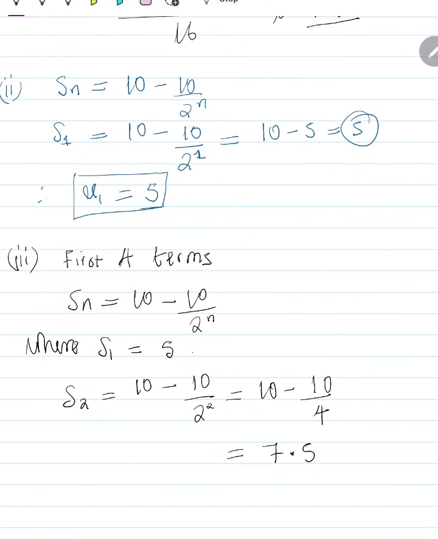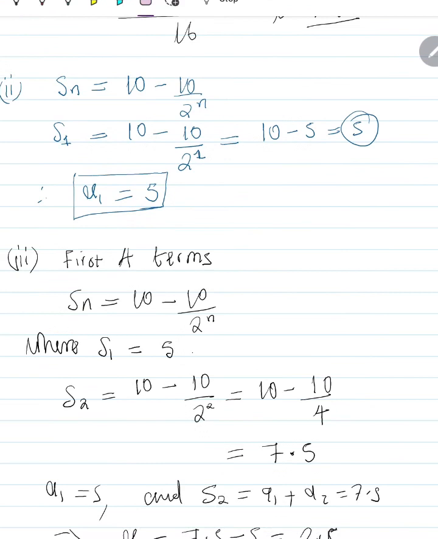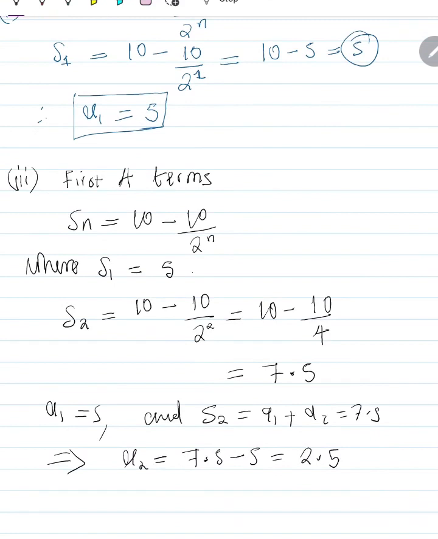So what will be the second term? If A1 is equal to 5 and S2, which is equal to A1 plus A2, is equal to 7.5, this implies A2 will be equal to 7.5 minus 5, which is just 2.5. That is what you needed to do.